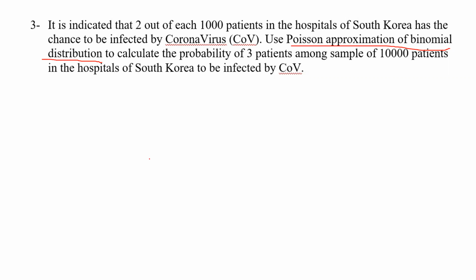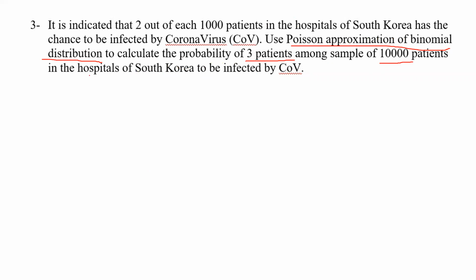So it is indicated that 2 out of each 1,000 patients in a hospital in South Korea have the chance to be infected by coronavirus. Again, I designed this question last year, at the beginning of COVID. If you remember, after China, it was a big deal in South Korea how to deal with coronavirus, but this is worldwide these days and we are all suffering from it. Anyway, use Poisson approximation of binomial distribution to calculate the probability of 3 patients among 10,000 patients in the hospitals of South Korea to be infected by this virus.